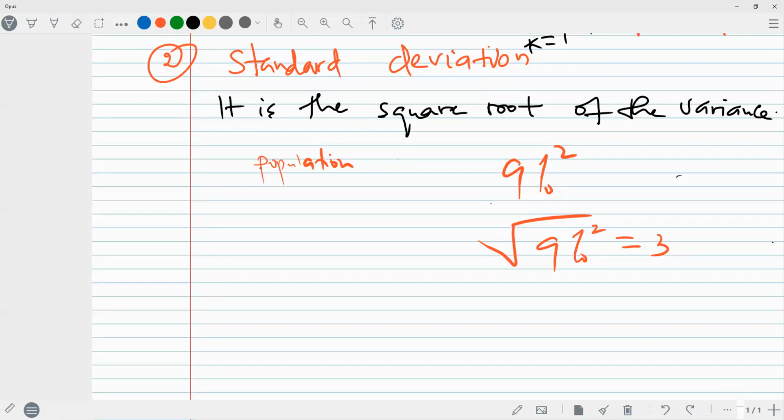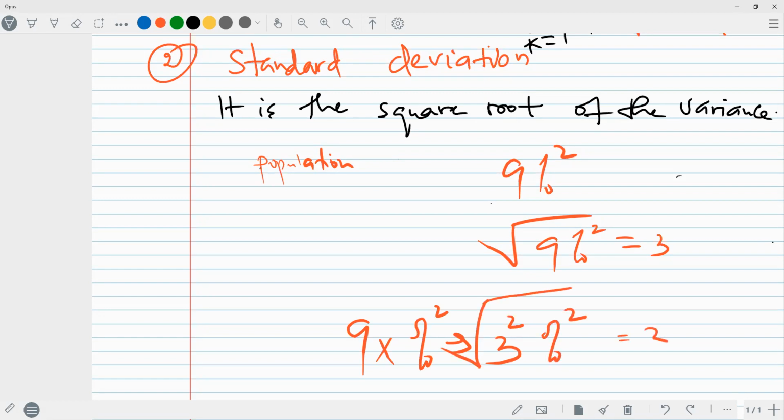No, okay, I get what you mean. So it is 9% multiplied by percent squared, which will give 3 squared, and the percent is squared. Then you take the square root, which will be 3%. Okay. You get it? So the percentage is the one that is squared.